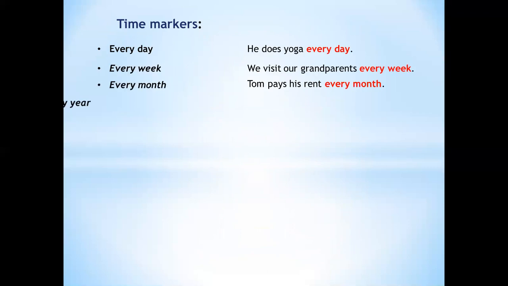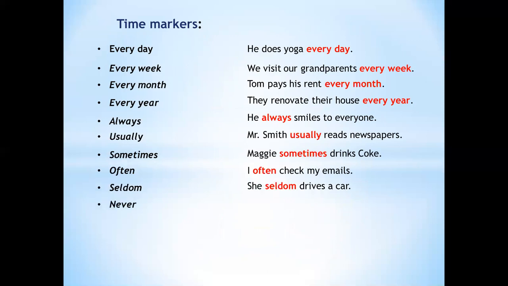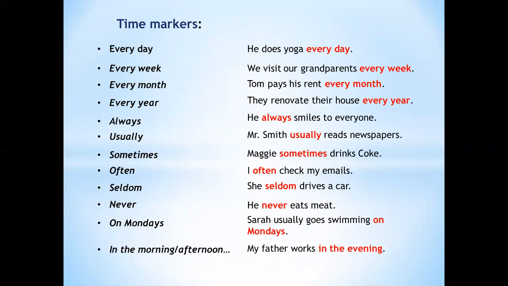Let's look at some time markers of present simple. There are lots of time markers such as every day, every week. For example, he visits his grandparents every week. Every month, every year, always. For example, he always smiles at everyone. Usually, sometimes, often, seldom, never, and with the days of the week. For example, Sarah usually goes swimming on Mondays. And the expressions in the morning, in the afternoon, in the evening, at night, at the weekend. For example, he walks in the park at the weekend.